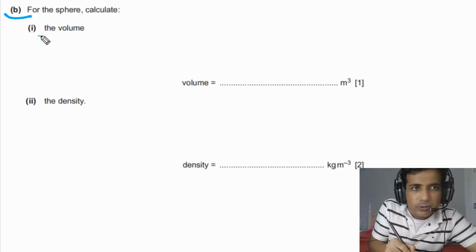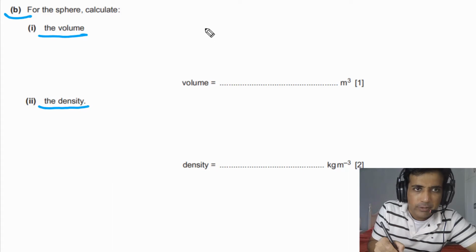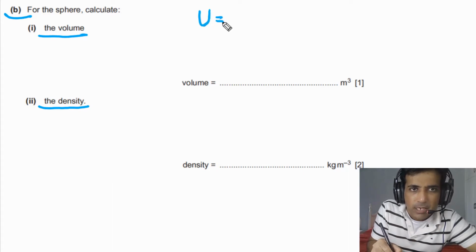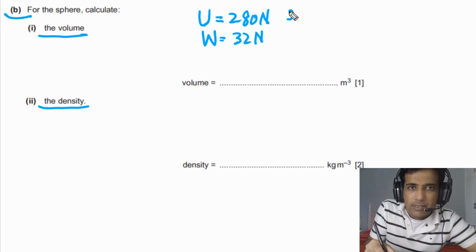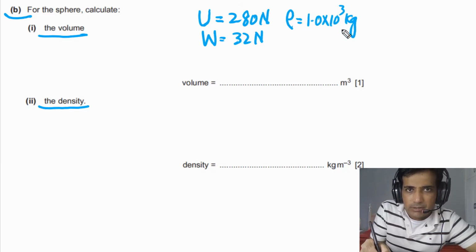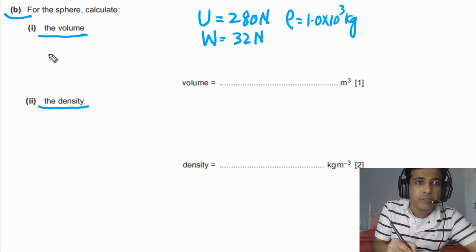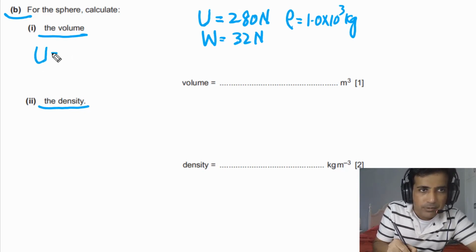For part B, we need to calculate the volume of the sphere, and we also need to calculate the density of the sphere. But for this question, it is given to us that the upthrust acting on the sphere is equal to 280 newtons. The weight of the sphere is given, that is equal to 32 newtons. And the density of the liquid is also given, that is equal to 1.0 times 10 to the 3 kgs per cubic metre. We need to calculate the volume. Upthrust is given to us, so we can say upthrust will be equal to density of fluid times volume of fluid displaced times g.